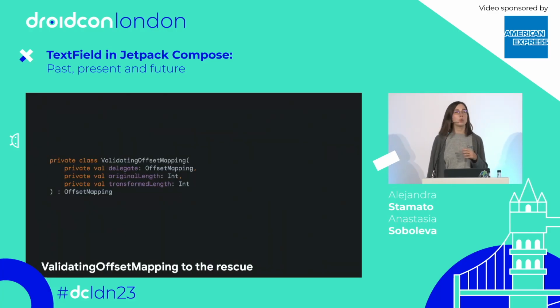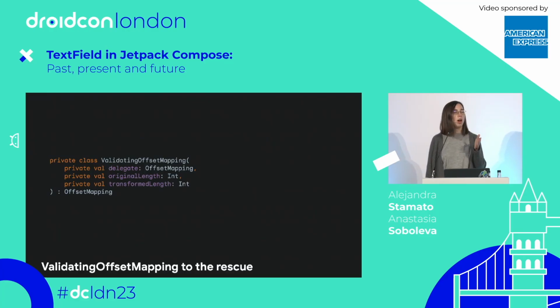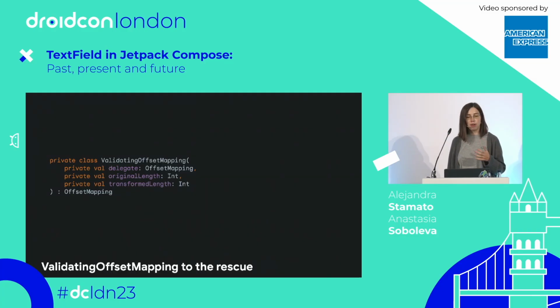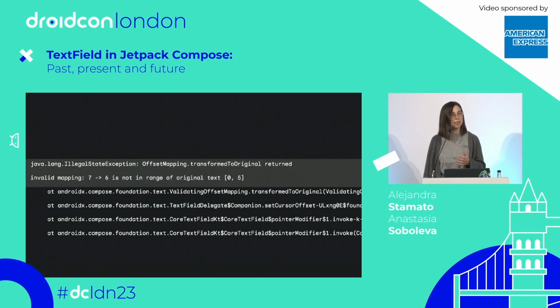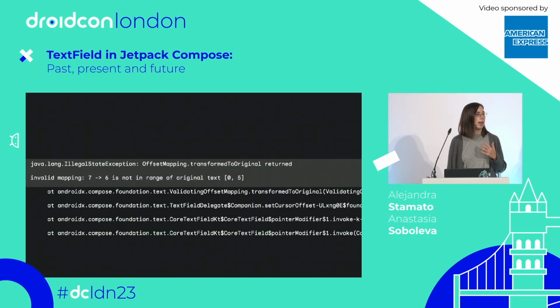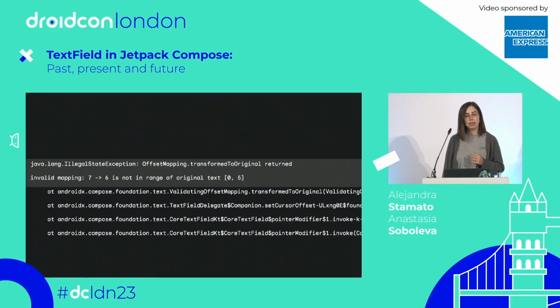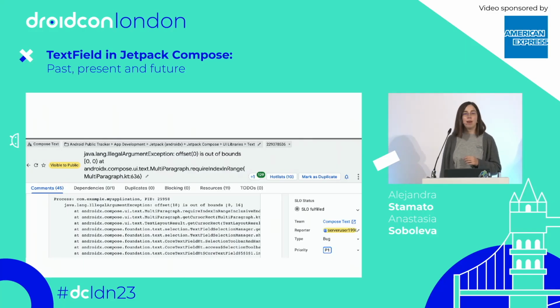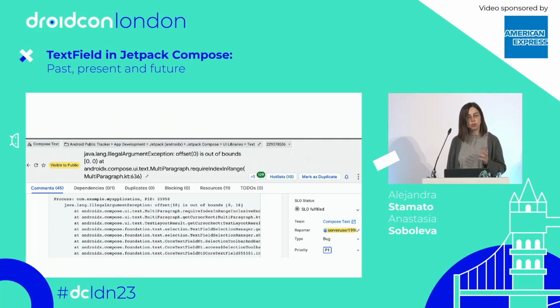So we introduced what is called validating offset mapping. Essentially, every time we called one of those methods, from original to transformed text or from transformed to original, we called a validate method that would help us provide you with a more meaningful error message if there was an issue with the offset mapping. However, this approach is very reactive, and it didn't actually help you prevent crashes in the first place. So developers were complaining. You found a lot of bugs. Take a look at this bug alone. It got more than 100 upvotes. So it was really a problem.